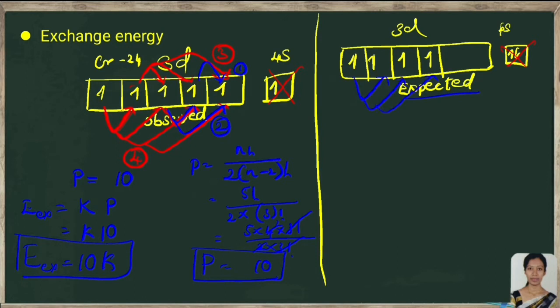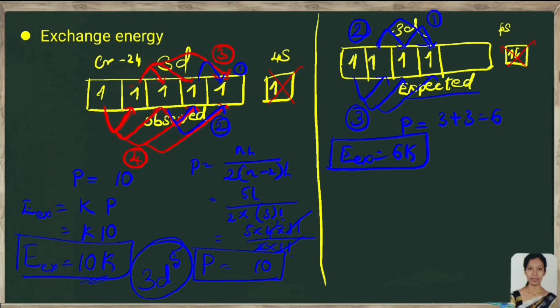First electron can exchange with the second, third and fourth. In a similar way, the second can exchange with the third and fourth. So 3 plus 2 exchanges. The third electron can exchange only with the fourth electron, so we will be having only 1 exchange. So the number of exchanges will be equal to 3 plus 2 plus 1, that is 6 exchanges. Total 6 exchanges, so the exchange energy will be 6K. So here we are getting 6K amount of energy, whereas in the case of the half-filled configuration we are getting 10K amount of energy. That's why the 3d5 configuration is more stable when compared to the 3d4 configuration.